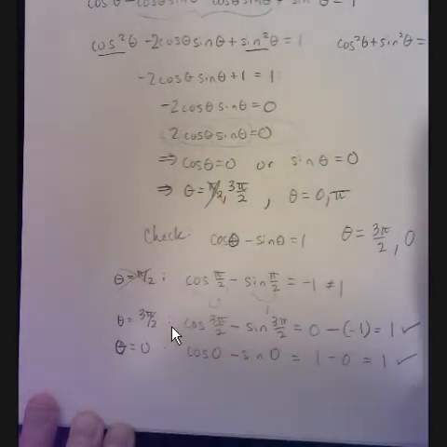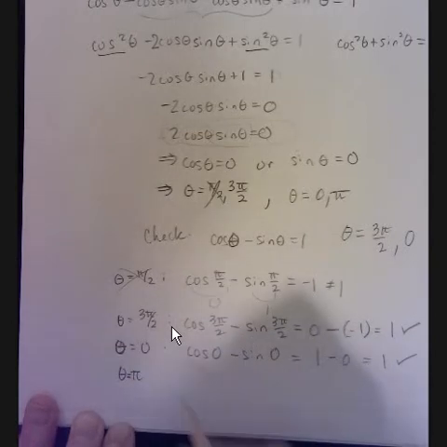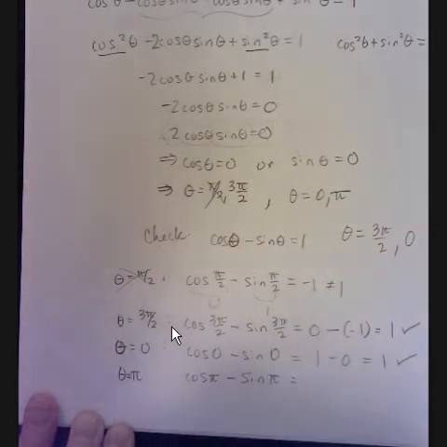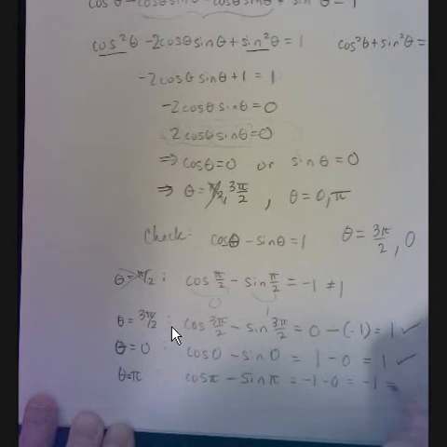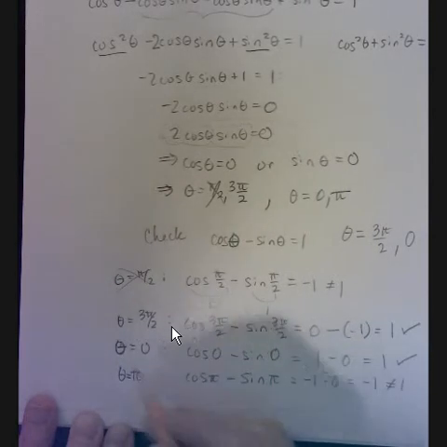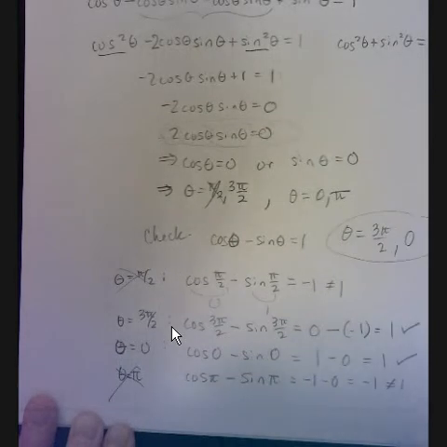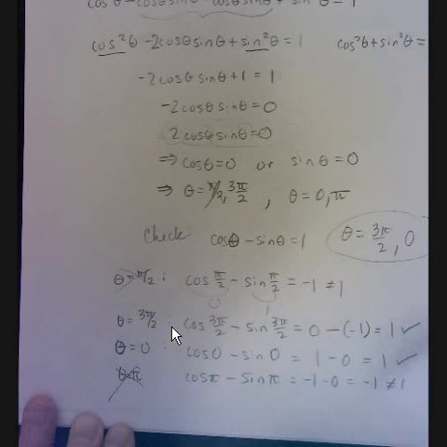And you can probably see what's going to happen with pi. If theta equals pi, cosine of pi is negative 1. Sine of pi is 0. So negative 1 minus 0 is negative 1. That does not equal 1. So that one is also out. So just the 2 solutions work. I should put the 0 first. Bugs me when the numbers are in order, but that's okay. I'll leave it. So just those two solutions are the only ones that work.